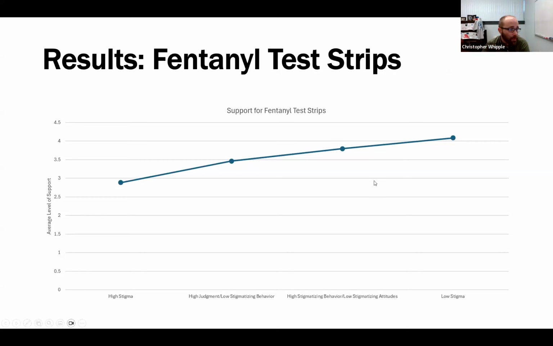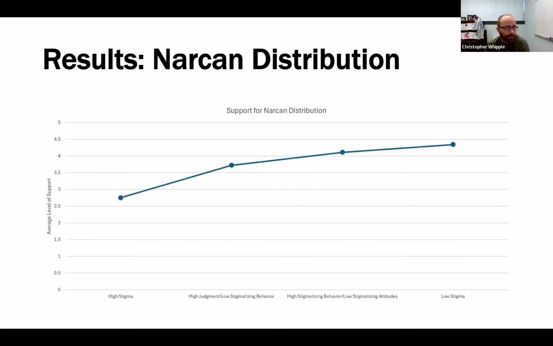You can see that for the most part, there are high levels of support for fentanyl test strips, except for that high stigma group. The other groups are relatively close together. So for the most part, people, as long as they don't have high levels of stigma, are pretty supportive of the use of fentanyl test strips.